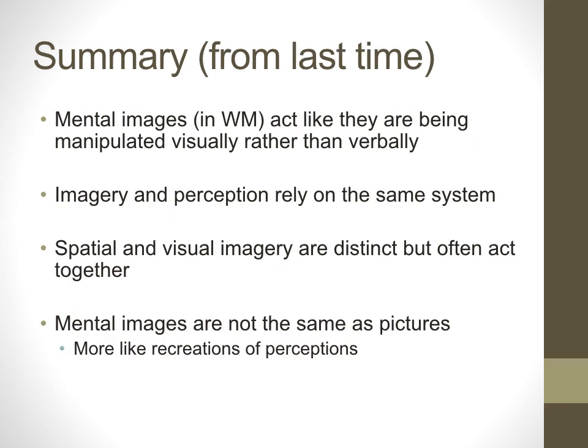So this wraps up this section on visual knowledge. We had the visual imagery slides and now the visual memory slides. Just as a little summary of all of this material, mental images and working memory act like they're being manipulated visually rather than verbally. We know that imagery and perception rely on the same systems, and that our spatial and visual imagery are distinct but often act together. We know that mental images are not the same as pictures, they're more like recreations of our perception, utilizing our experience.